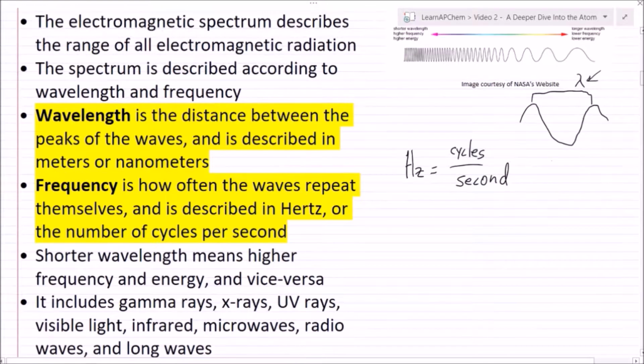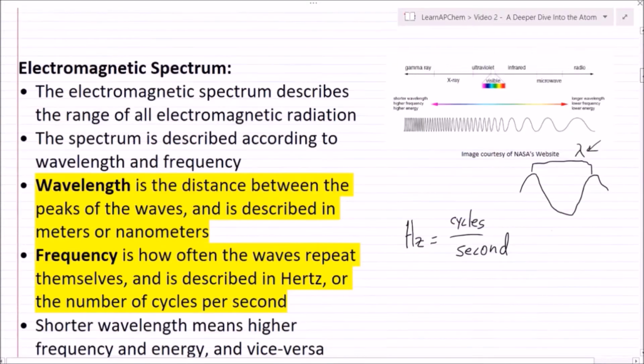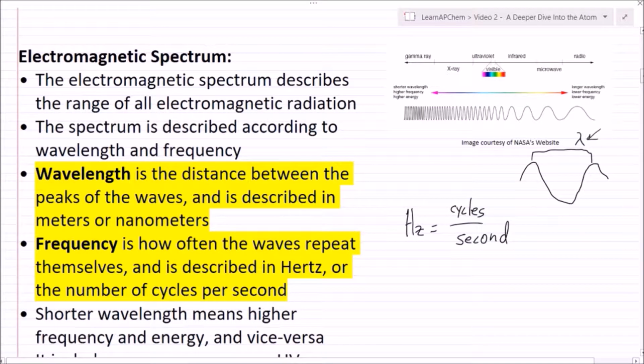As you may have already seen, shorter wavelength means higher frequency and energy, and vice versa. So if we have a wave with a shorter wavelength, it's going to have a higher energy and a higher frequency. But if we have a longer wavelength, we're going to have lower frequency and lower energy.